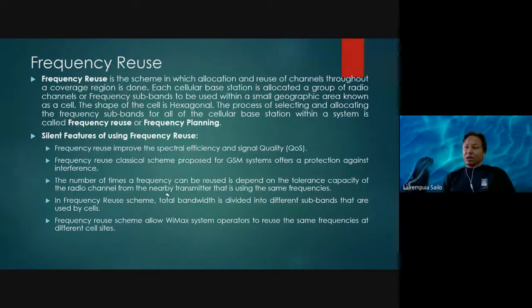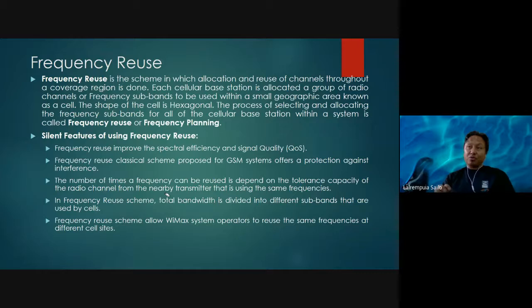Okay, let's go to the next point. Salient features of the frequency reuse. Frequency reuse improves the spectral efficiency and signal quality. Spectral efficiency means an improvement in the frequency efficiency. The classical frequency reuse scheme proposed for GSM systems offers protection against interference. That's why I'm telling you that if the frequencies collide with each other, it will create interference, so there should not be interference with other frequencies.